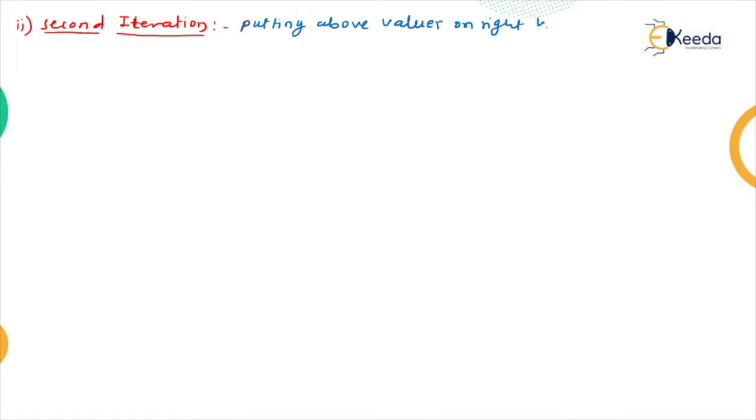So what is the second iteration? Taking the second iteration. Let's see. Putting the above values of x, y, z. I am writing here clearly: putting above values on the right hand side of the equation.